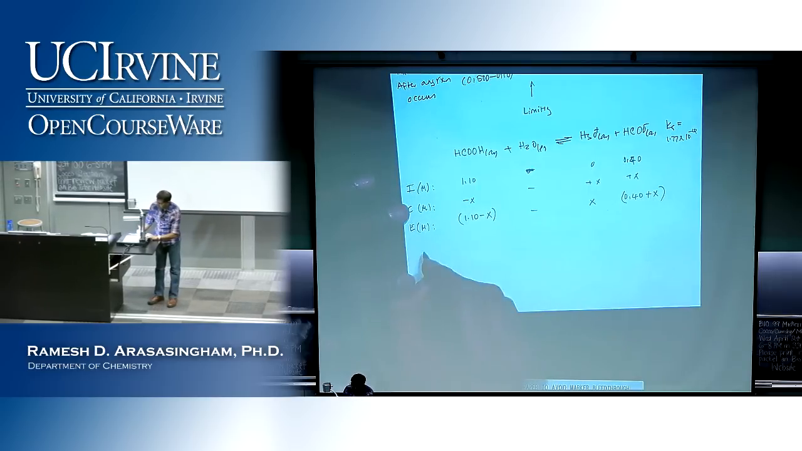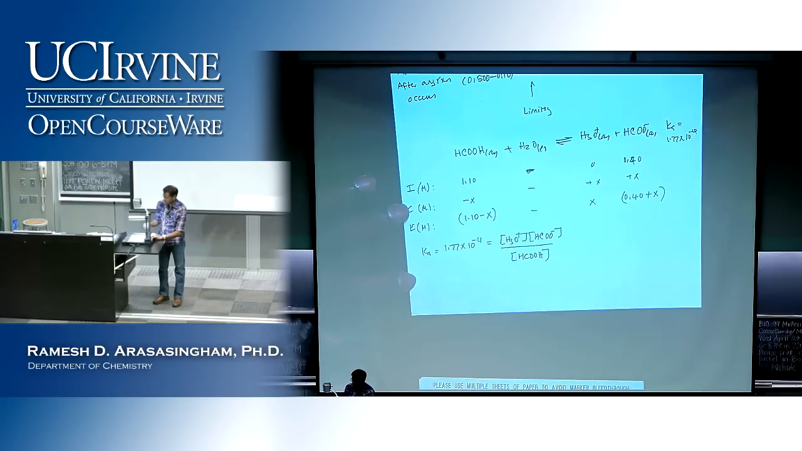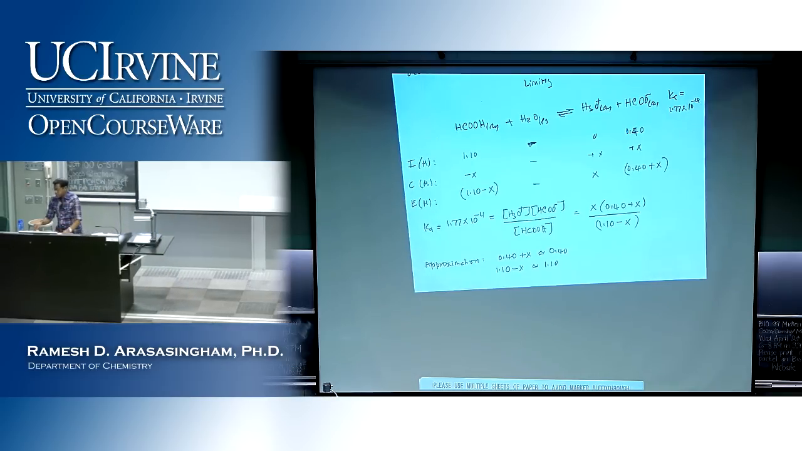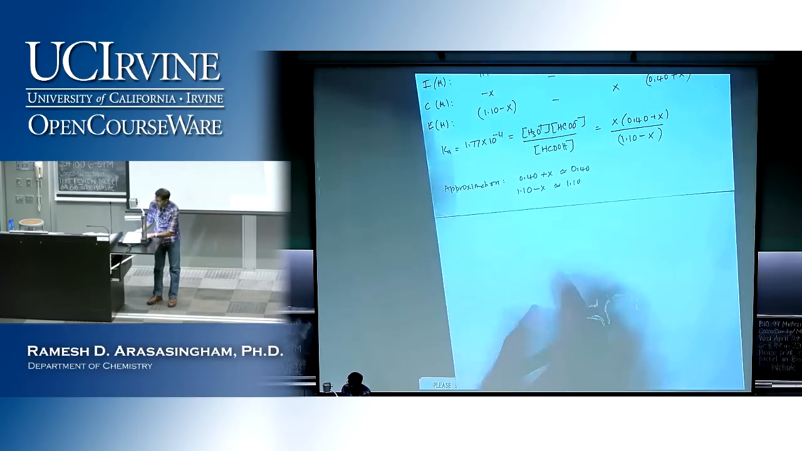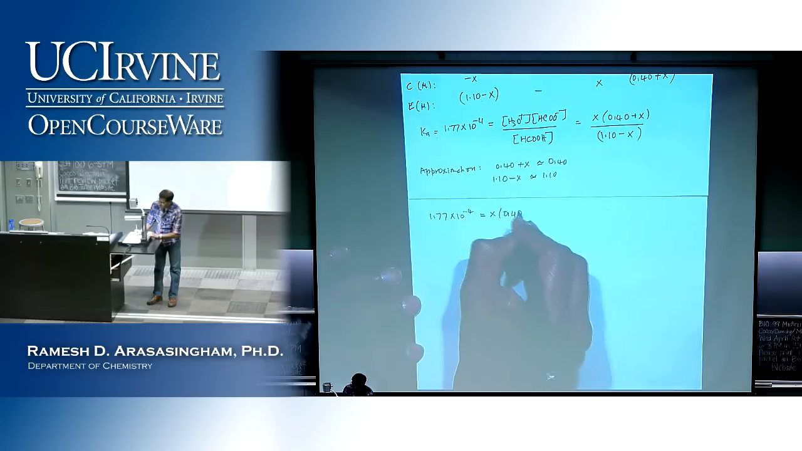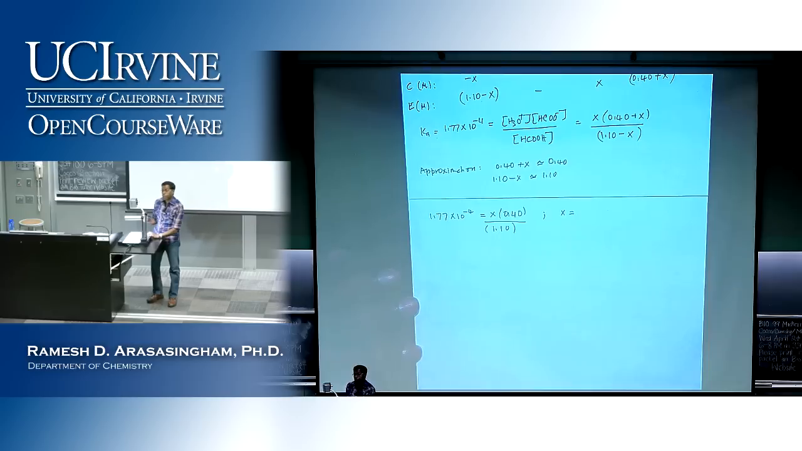All right? And so now I can say Ka equals 1.77 times 10 to the negative 4, which is the hydronium ion concentration times the formate ion concentration divided by the concentration of formic acid, which gives me x times 0.4 plus x divided by 1.10 minus x. Now I make the approximation, which is I'm going to say 0.4 plus x approximates to 0.4, and 1.10 minus x approximates to 1.10. Once I do that, I can go back and say that 1.77 times 10 to the negative 4 equals x times 0.40 divided by 1.10. I can move fast here because this is the general form that we've solved every acid-base equilibrium problem, and you solve for x.